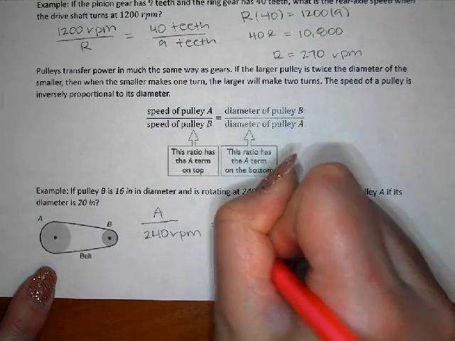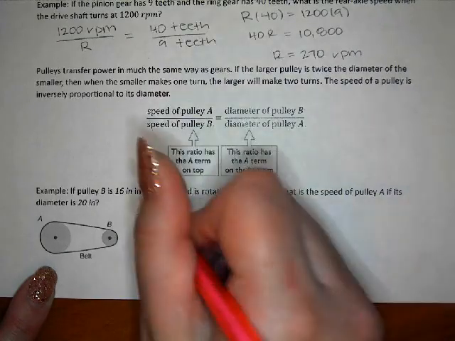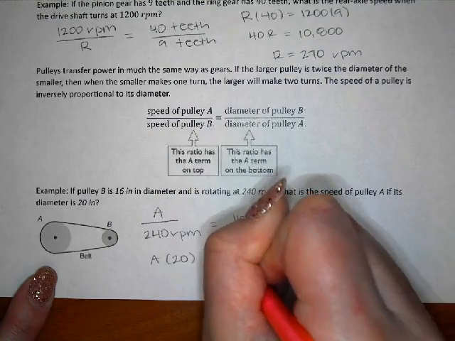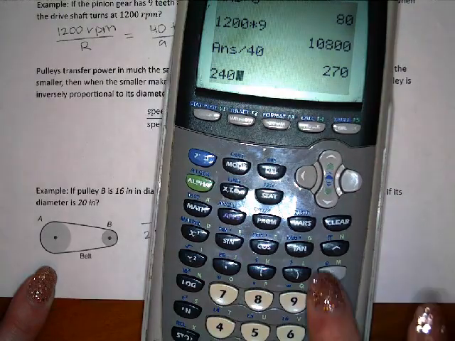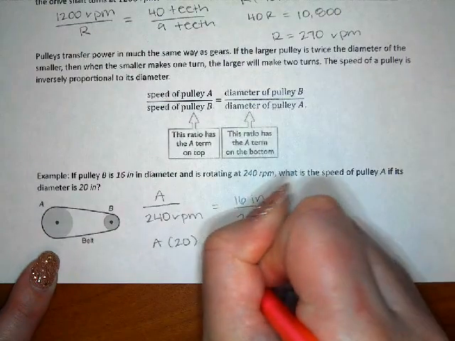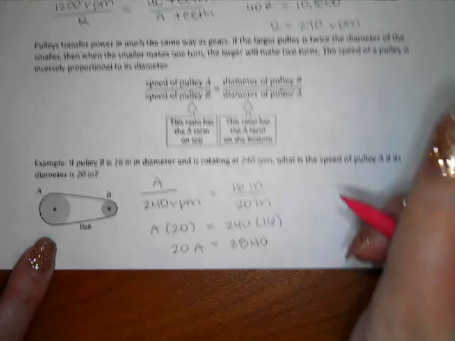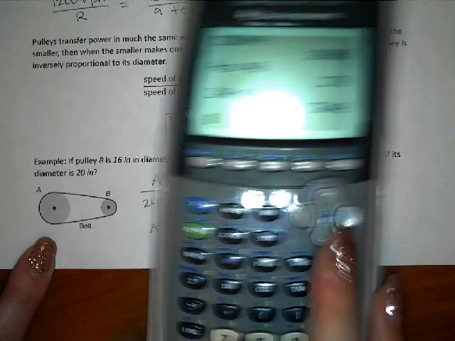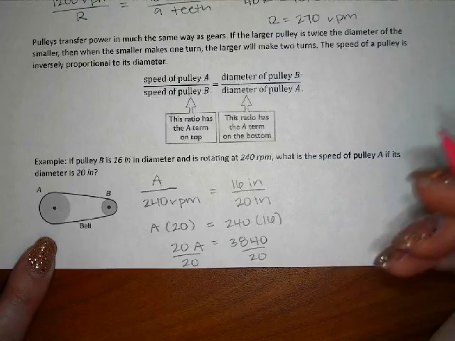So A times 20 is 240 times 16. 3,840. And we'll go ahead and divide by 20. So the speed of pulley A is 192 rotations per minute.